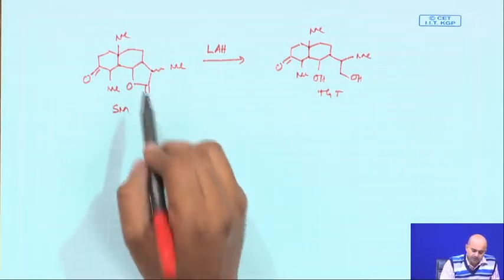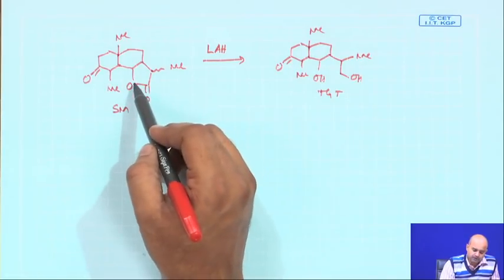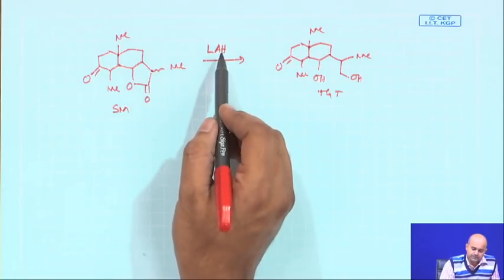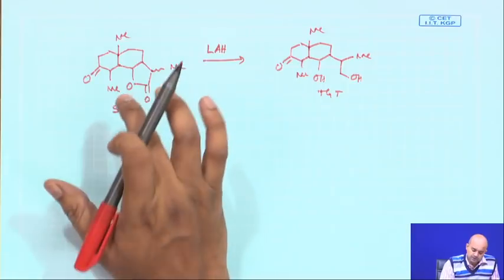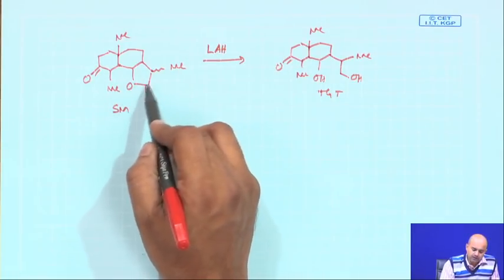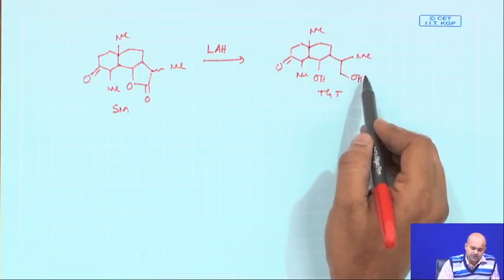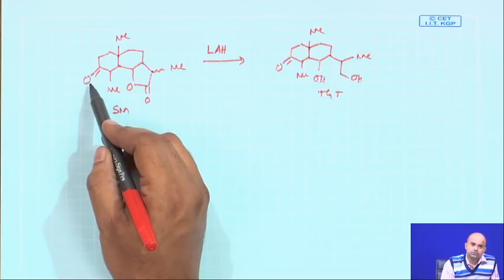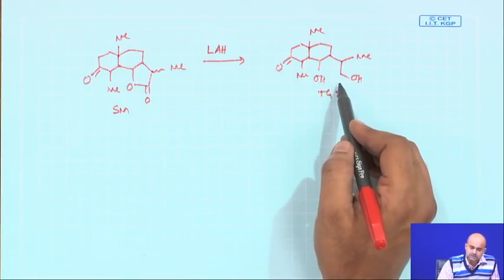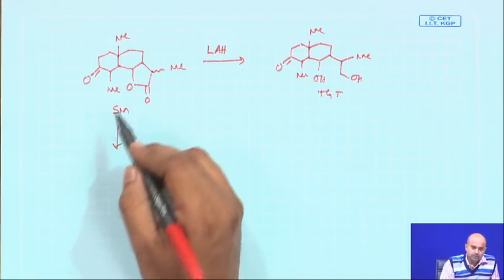Now, if you see, the starting material contains a ketone as well as a lactone, or cyclic ester. If you subject this compound, the starting material itself, to LAH, the lactone will definitely be reduced to give you the diol as desired. At the same time, the ketone will also be reduced, which is essentially not required. So that means the ketone group needs to be protected initially.